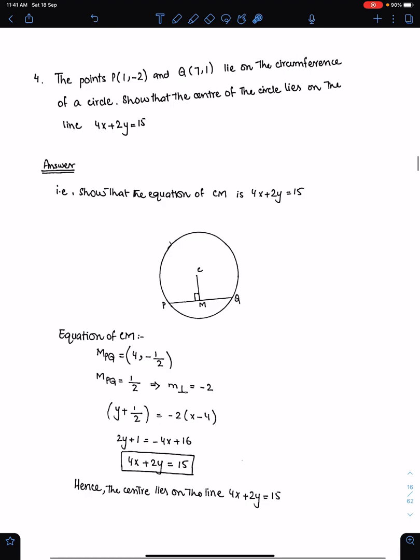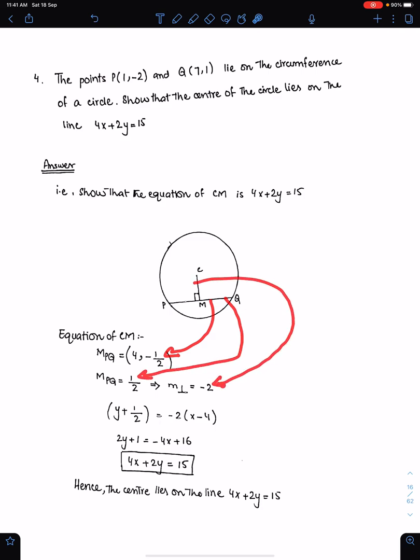Next example. The points P and Q lie on the circumference of a circle. Show that the center of the circle lies on this line. So this is PQ. And first we need to find the equation of the perpendicular bisector of PQ, because center always lies on the bisector of PQ. So midpoint of PQ is this, gradient of PQ is 1 upon 2, therefore gradient of this bisector will be minus 2. By finding the equation of this bisector, we can easily prove this thing.